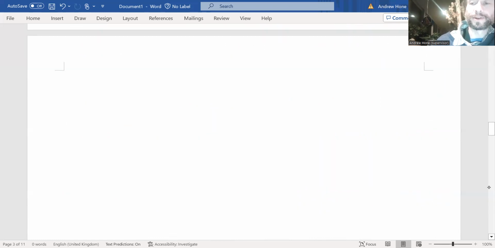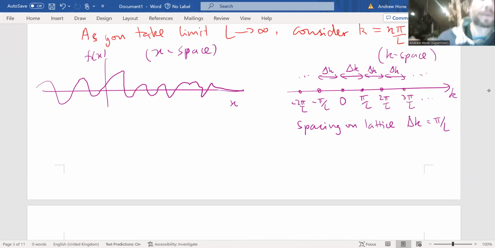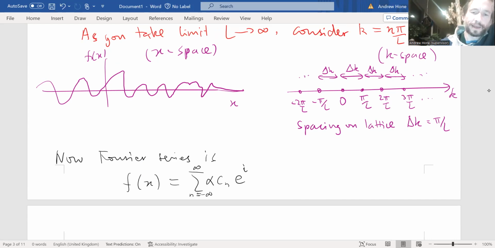Now the point is that the Fourier series is f of x equals the sum, with this constant alpha stuck inside, and this is a sum that goes from minus infinity to infinity, and I can write this as e to the i k x.